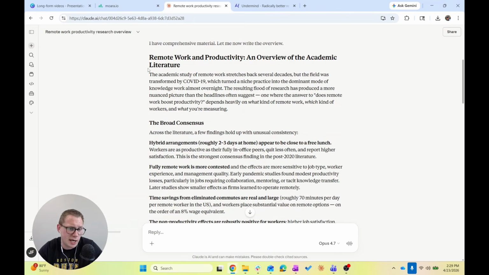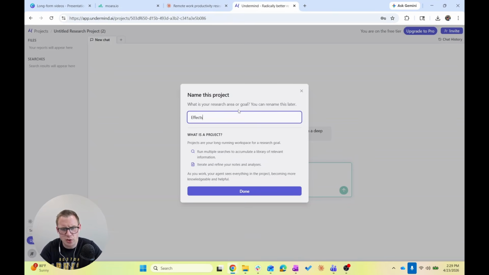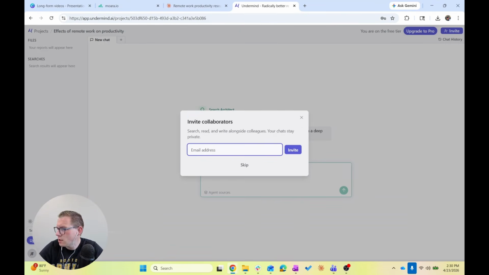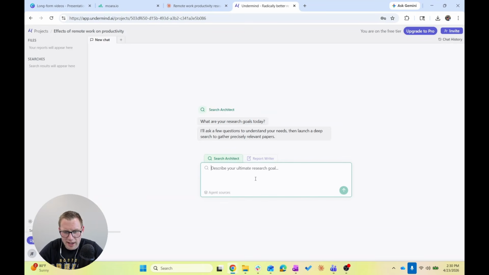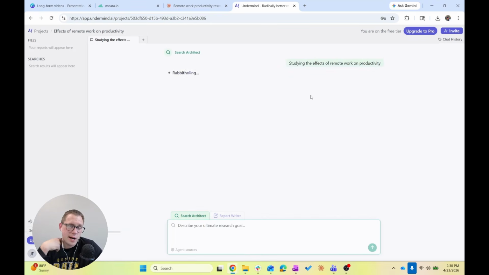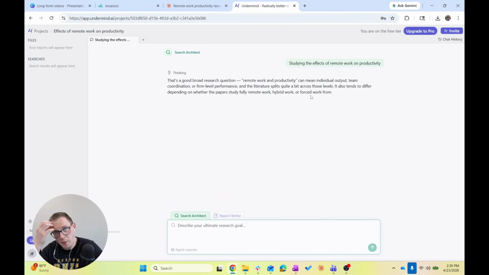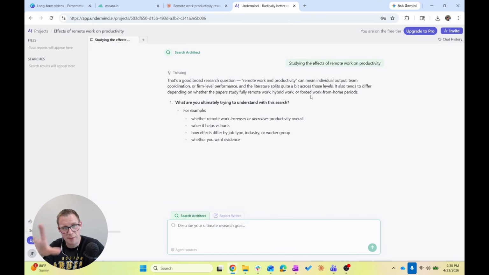In this case, I'm just going to do this right on the fly. In fact, I'm sorry, the first thing I'm going to do is set up the Undermind search, because Undermind takes a while to run. I want to get the search results here. I'm going to do effects of remote work on productivity, and I'll skip that, and all I'm going to say here is studying the effects of remote work on productivity. My hypothesis or my understanding of this space, because I've actually given students an assignment about this.